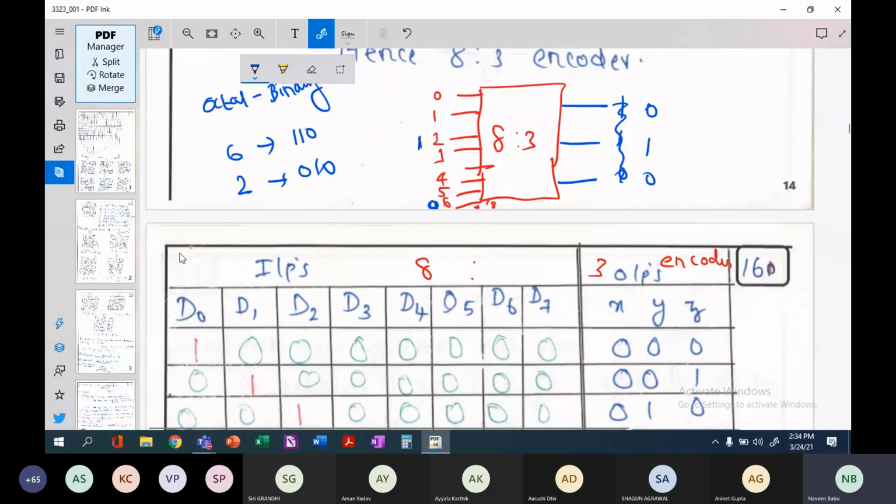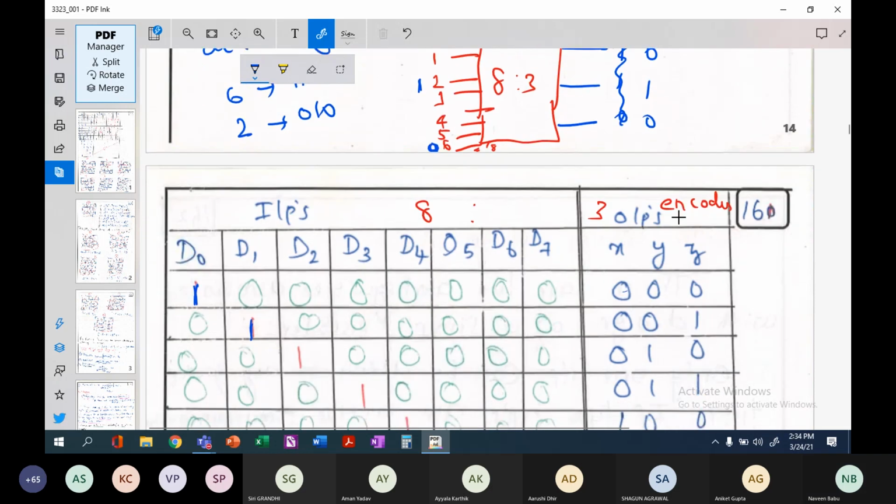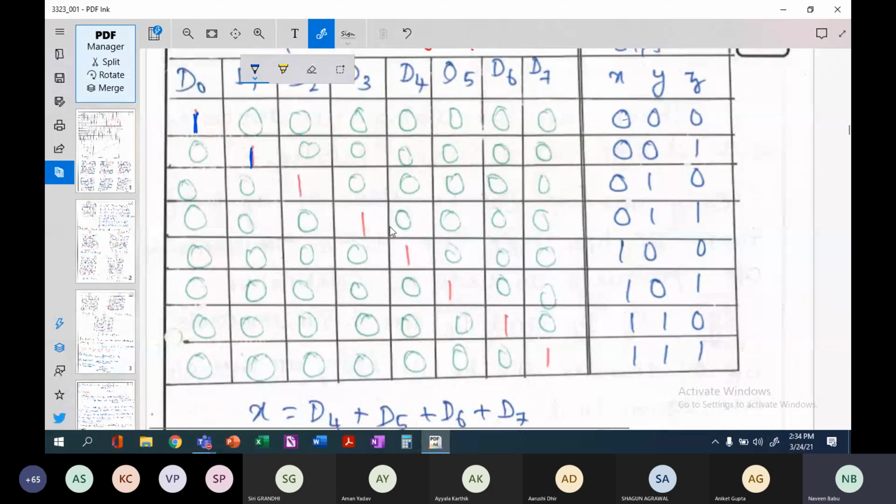So hence data bit 0, data bit 1, data bit 2, likewise. If D0 is 1, then your output will be 0, 0, 0. If D1 is 1, your output will be 0, 0, 1. Likewise, when it is D5, 5 corresponds to 101, so the output is 101.